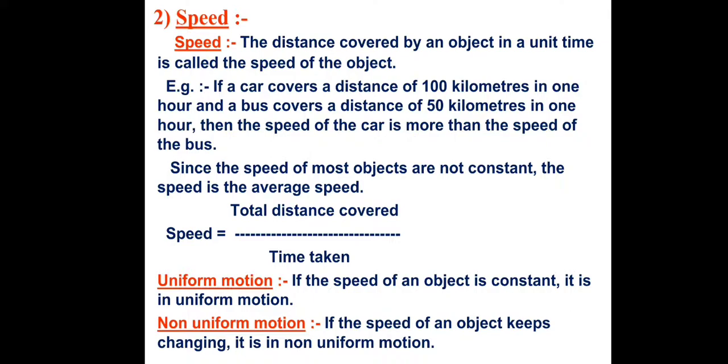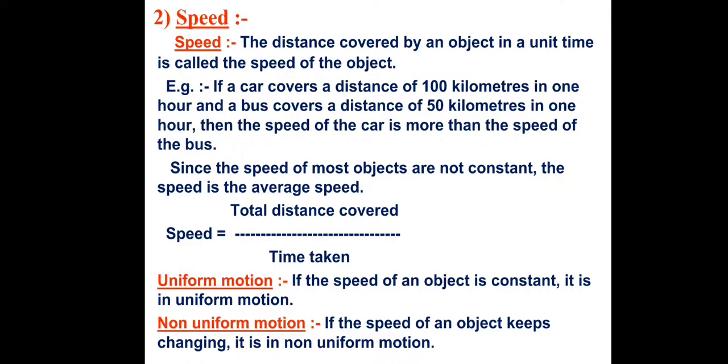So when the speed of an object is constant, means it is same, uniform, then it is called uniform motion. It means if a car is traveling 50 kilometers in 1 hour, or in every 1 hour, it is going to cover 50 kilometers in the first 1 hour. Then again, if we want to calculate or find the speed, again it is coming out to be 50 kilometers in 1 hour. Then we say that the car is moving with a uniform motion.